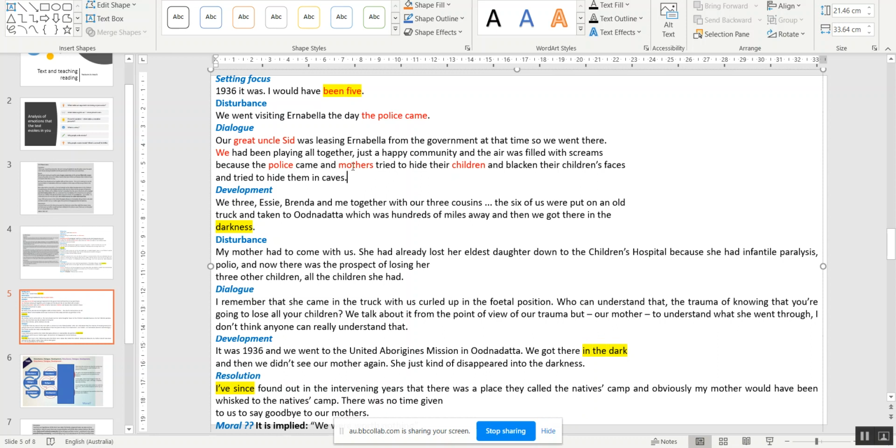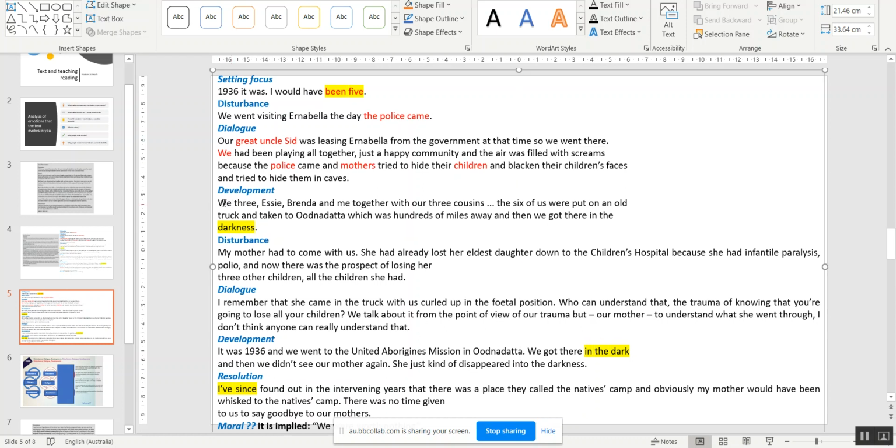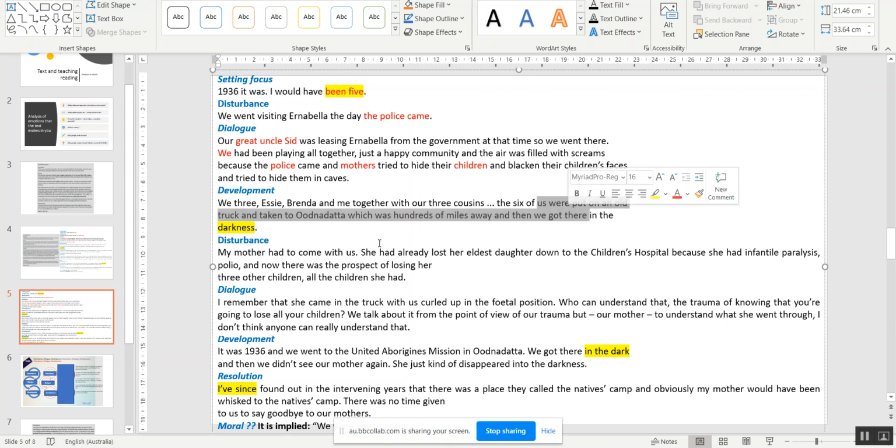So it was really nice. We were playing a happy community and it was all good, and all of a sudden we have all of that. So analyze it, how many adjectives, how many adverbs are here. Again, I have a feeling that not many, right? Because it's tragic in itself. So development, well, that's what happened. They took us, you know, that's that.